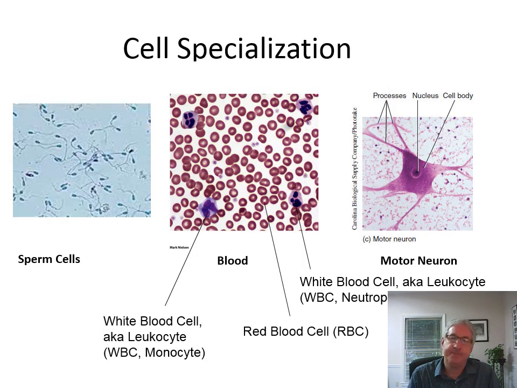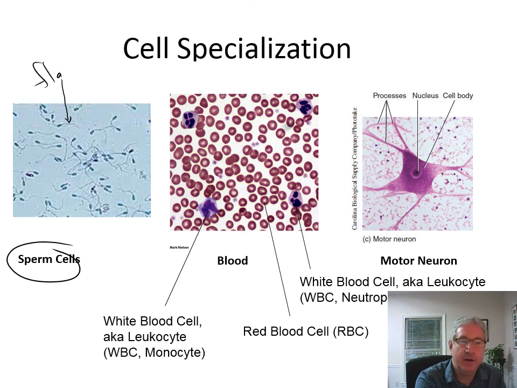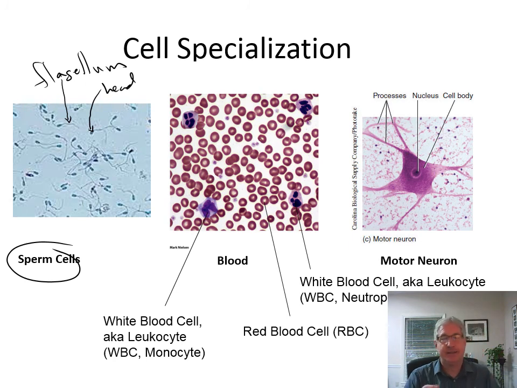All right, next slide. Here's some more cell specialization. You have sperm cells here, and you can see the whip-like flagella, or singular, flagellum. There's the head of the sperm. So you can see it has a flagellum sticking off, so it can wave back and forth and make the sperm take off towards the egg.